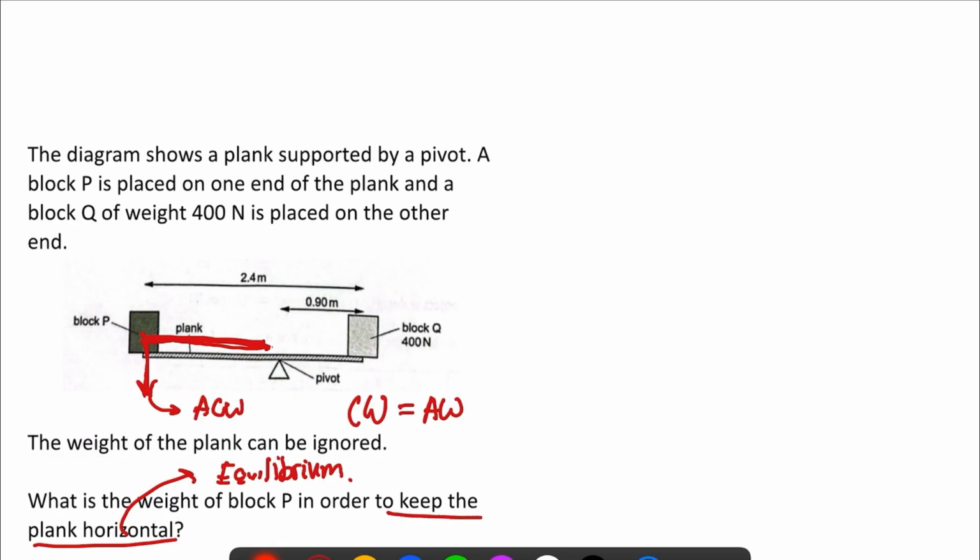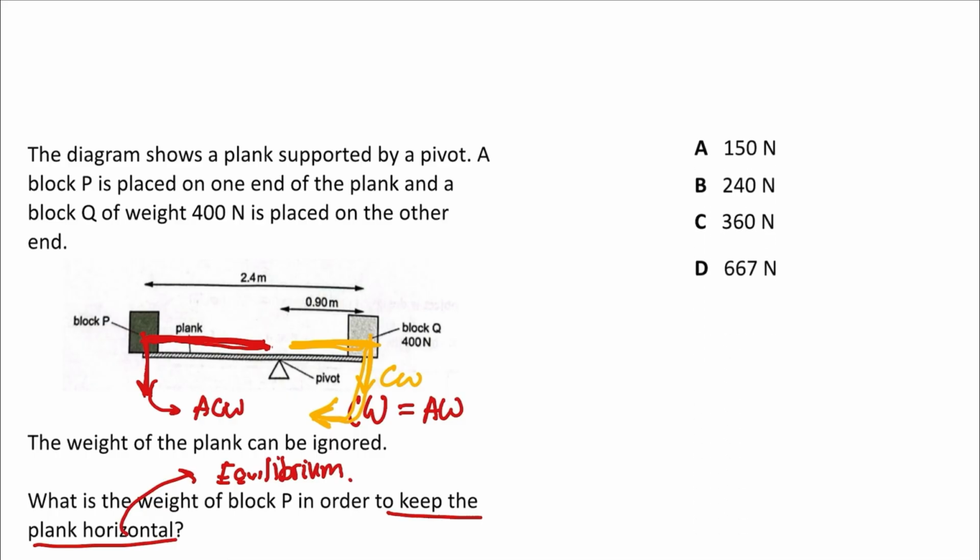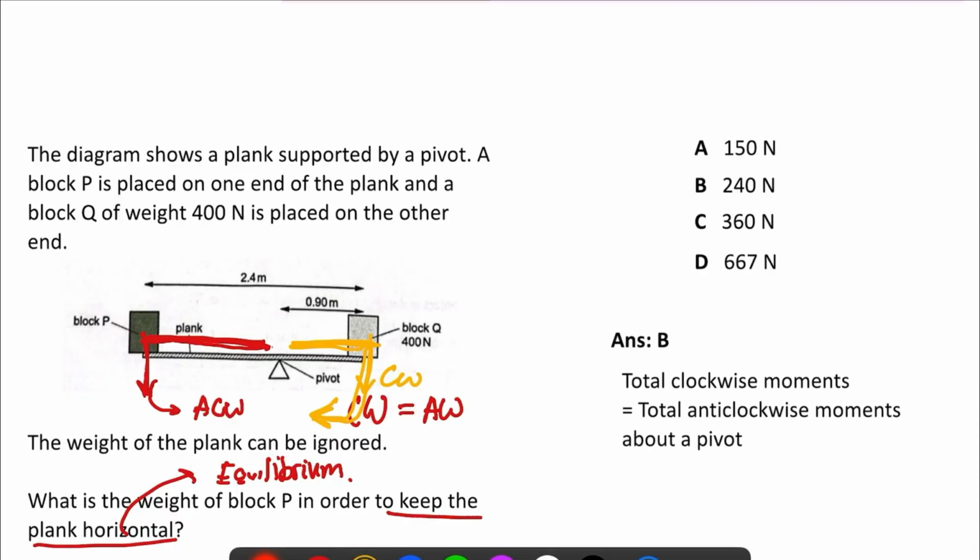The other part right here is the weight of the block Q. Perpendicular distance is right here. It turns this way, so this one is actually the clockwise moment. So moments wise, we'll use force times distance to equate them together. So these are the options that we have. Answer is B, but we'll see the working.